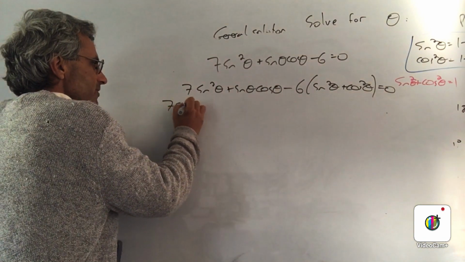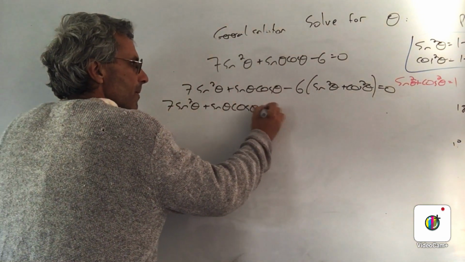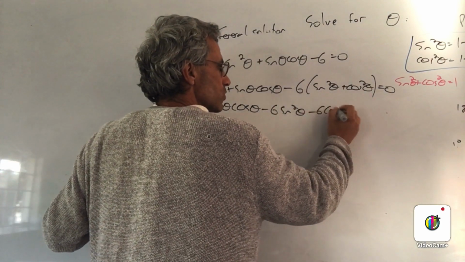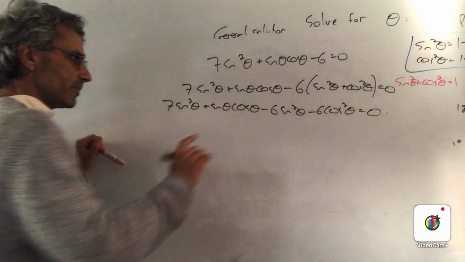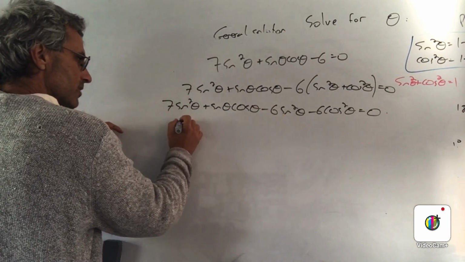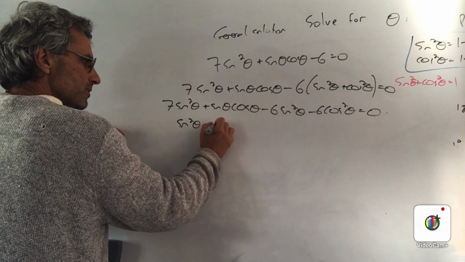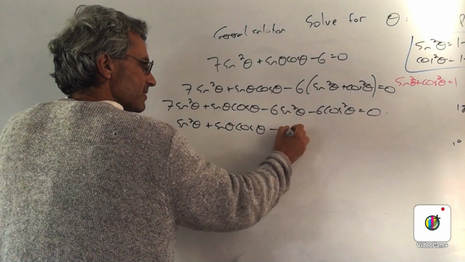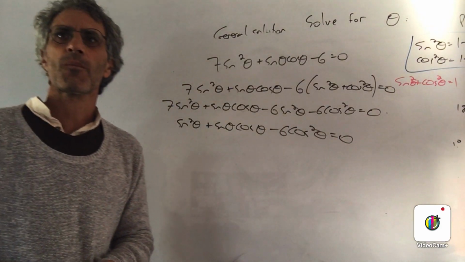7 sine squared theta plus sine theta cosine theta minus 6 sine squared theta. I'm opening it now. Minus 6 cosine squared theta. So I think you can take one factor now. Okay? First of all, I've got 7 sine squared, 6 sine squared, so that becomes sine squared theta. This is the next term, sine theta cos theta, and minus 6 cos squared theta. Okay? Just have a look at that.